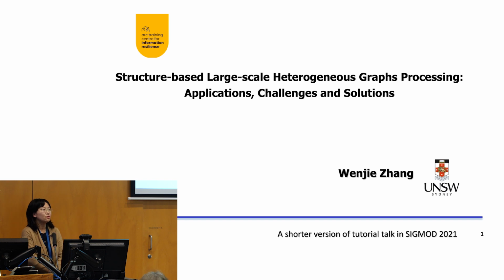From this title, you can see there are actually three keywords. One is heterogeneous graph. What is a heterogeneous graph? Why is it important? Why do we want to study heterogeneous graphs? The second is structure-based. There are many different angles and perspectives to look at heterogeneous graphs, from a mining perspective, from a learning perspective, and we'll look at it from the structure-based processing and analytics perspective.